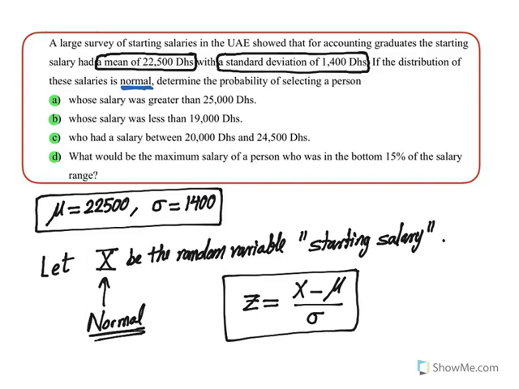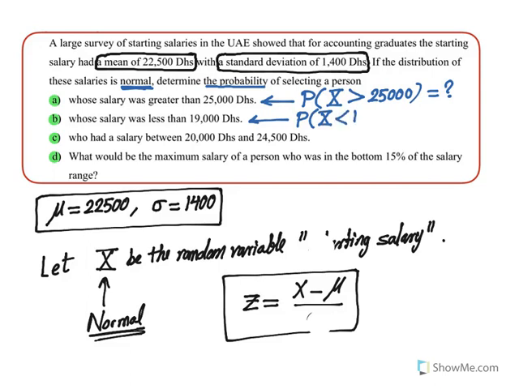So let's just read the questions again and write what we're asked. In the first one, we want the probability that the starting salary x is greater than 25,000. In the second, you want the probability that the starting salary is less than 19,000. For the third one, the salary between 20,000 and 24,500, so the probability that 20,000 is less than x less than 24,500. And the last question, let us do it when we reach it. So let's first solve A, B, and C.